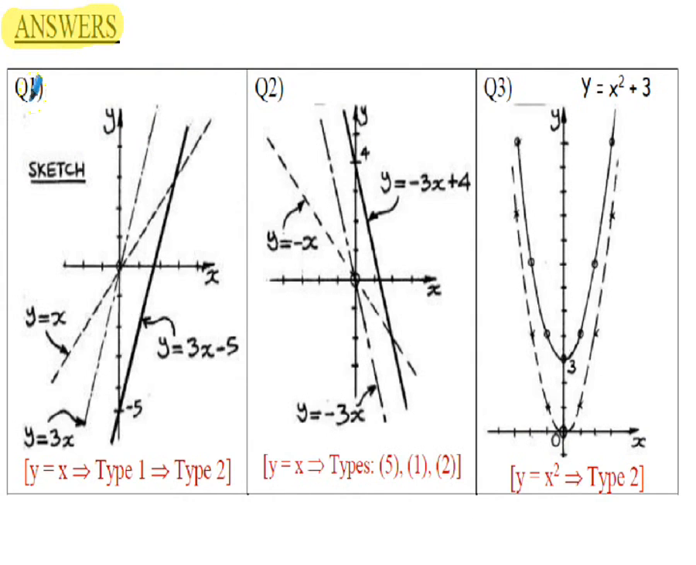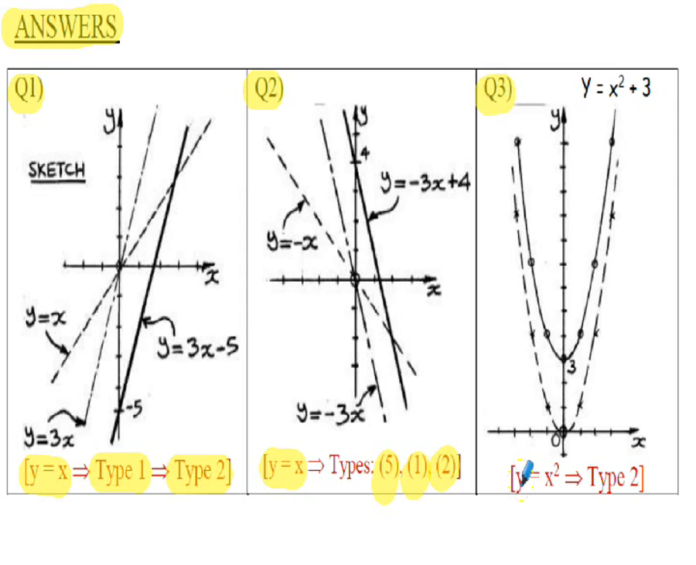Here are the answers. Question 1. We start with y is equal to x. We apply a type 1 transformation. We apply a type 2 transformation. In question 2, we start with the y is equal to x function again, and we apply transformation types 5, 1, and 2.